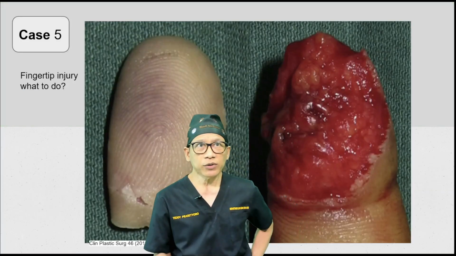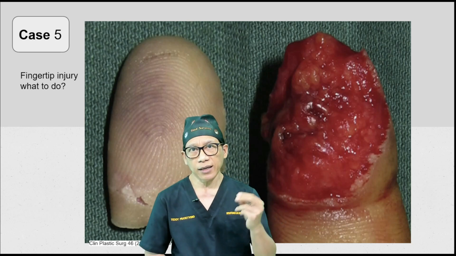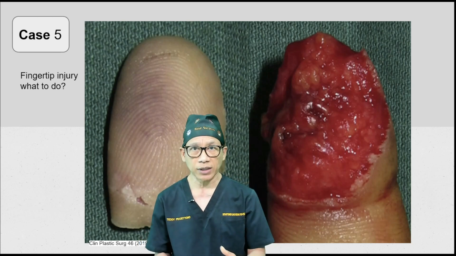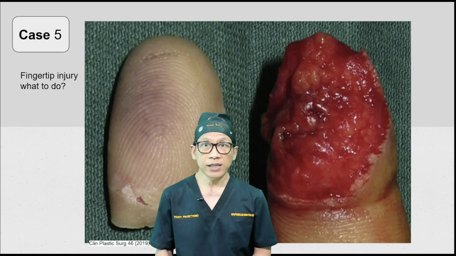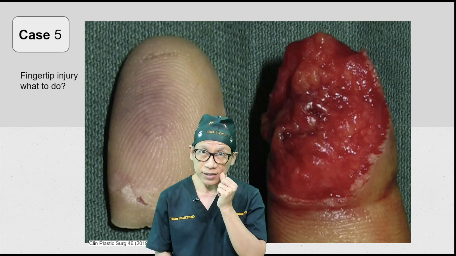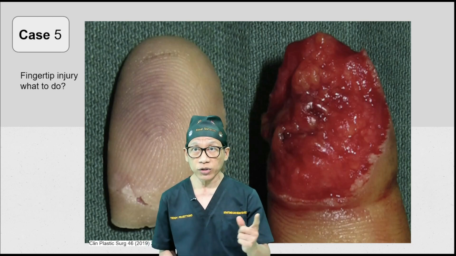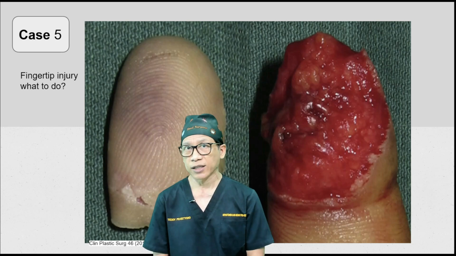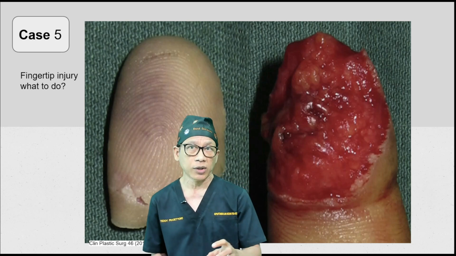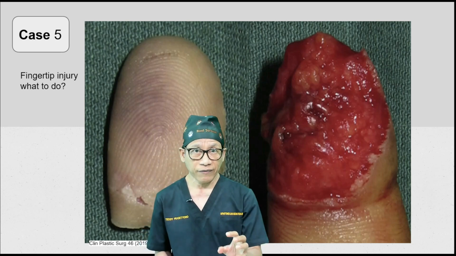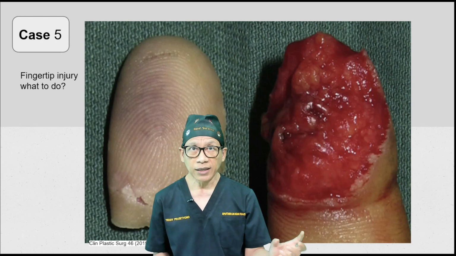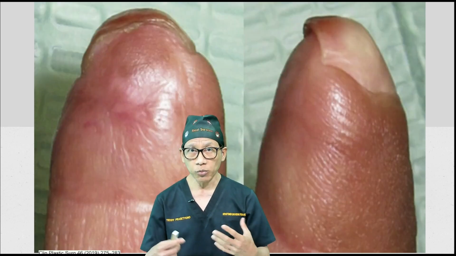So now I bring you into fingertip injury, as I have shown you the slide about the cases that you deal with in your daily work. This is about fingertip injury. So what to do with this fingertip injury? It's basically like an amputation. The pulp of the finger is actually avulsed. Now you could consider how to manage it.